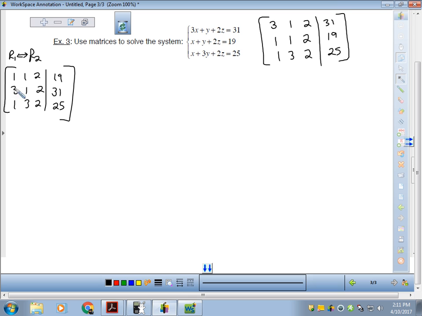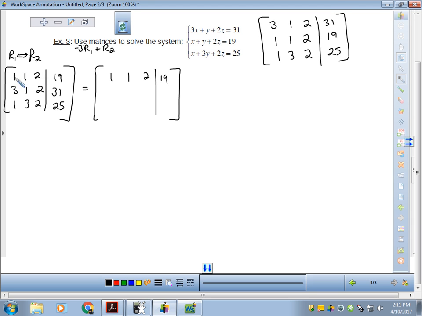The next thing I want is to get a 0 underneath. So I'm going to leave the top row alone. I'm going to leave it as 1, 1, 2, 19. Now I want this to be a 0 here. To get this to be a 0, I need to take this top row and multiply it by some number so that when I add it to this row, it makes this a 0. Well, in order to get rid of this 3, I would need to have a negative 3. So I need to take this 1 and multiply it by a negative 3. So I'm going to do negative 3 times row 1, and I'm going to add it to row 2.